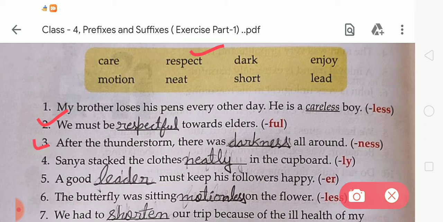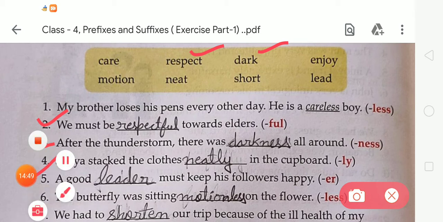Okay, third is after the thunderstorm there was dash all around. The given suffix is ness, so we have to choose the word dark, so it will be darkness. After the thunderstorm there was darkness all around. Now the fourth is Sanaya stacked the clothes dash in the cupboard. The given suffix is ly, so we have to choose the word neat, and it will be neatly. So Sanaya stacked the clothes neatly in the cupboard.